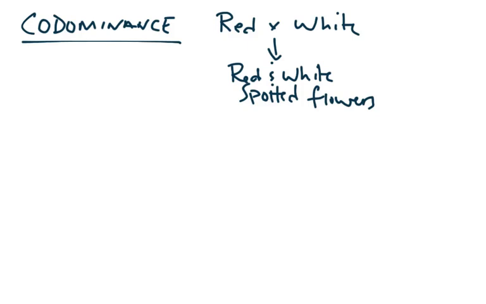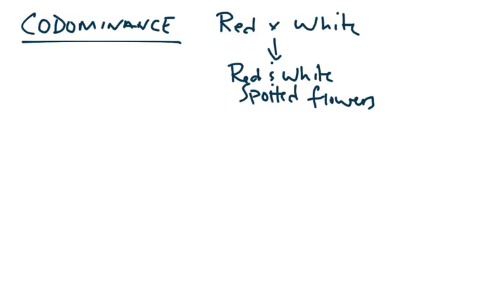If you work with someone, you have a co-worker. Correct? So a co-worker is your equal. You don't have to report to that person if they're your co-worker. They're not your boss. Right? So codominance represents equal dominance, so it's going to be red and white.